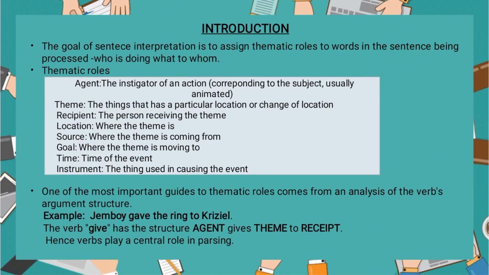The next one: think of thematic roles like labels that tell you the function of each word in a sentence. The agent, the person doing the action, is Jamboy. The thing being acted upon, the theme, is the ring. The recipient, the person receiving the thing, is Grizel. The verb give is like a blueprint that tells us how these roles fit together. It says, agent gives theme to recipient. So, by looking at the verb, we can easily figure out who did what to whom.